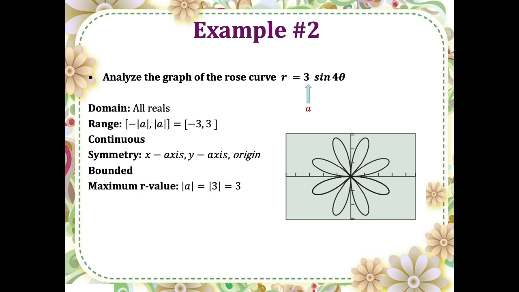Bounded. The maximum r value is equal to 3. There is no asymptote, and the number of petals is equal to 2n. Since n is 4 and it's an even number, then 2 times 4 is equal to 8.